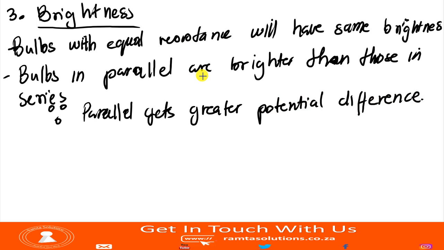Okay. So this is what I'm going to leave you with for grade 10. Bulbs with equal resistance will have the same brightness. And again, bulbs in parallel are brighter than those in series. Why? This is because those in parallel, they get greater potential difference. All right. So, yeah, this is all that we need. And this is our summary.